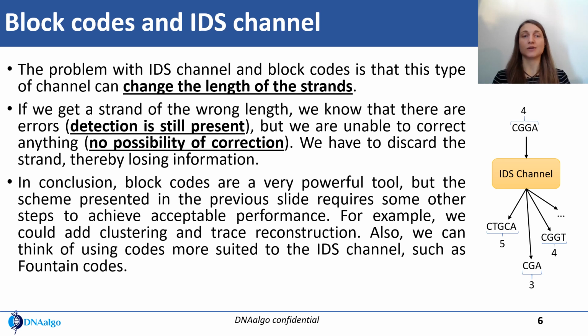In conclusion, block codes are a very powerful tool. But in order to put them into a DNA storage context, the basic scheme that we have seen in the previous slide is not enough to achieve an acceptable performance. For example, we could try to modify it a bit, adding some steps like clustering and trace reconstruction that we have already seen in order to try to mitigate this problem. Or also we can think of using codes that are more suited to the IDS channel, such as fountain codes, for example.